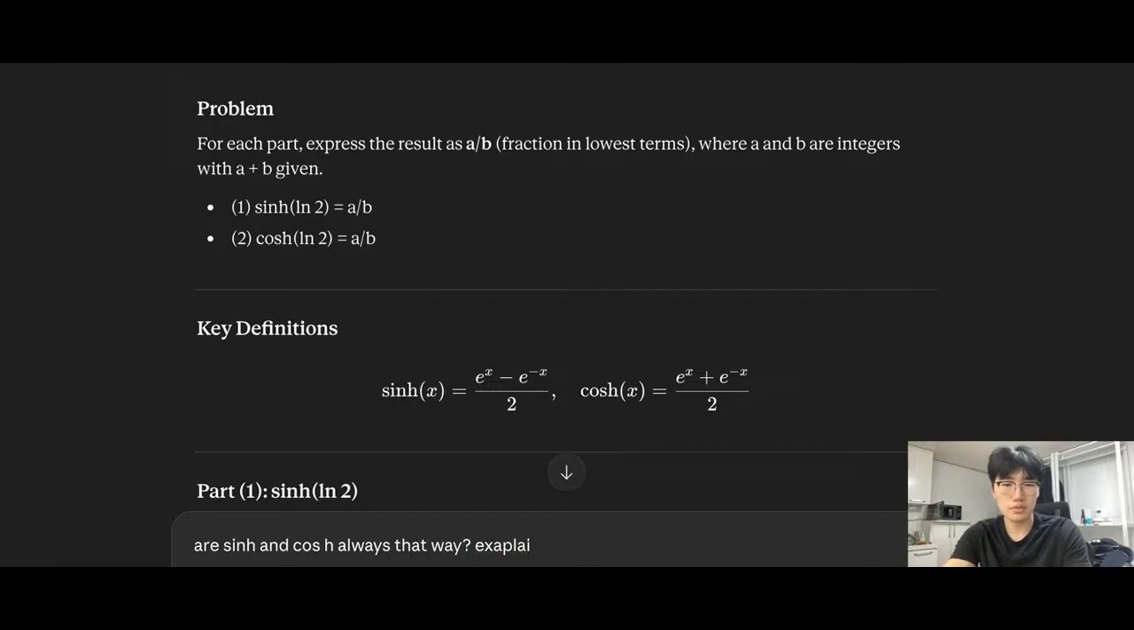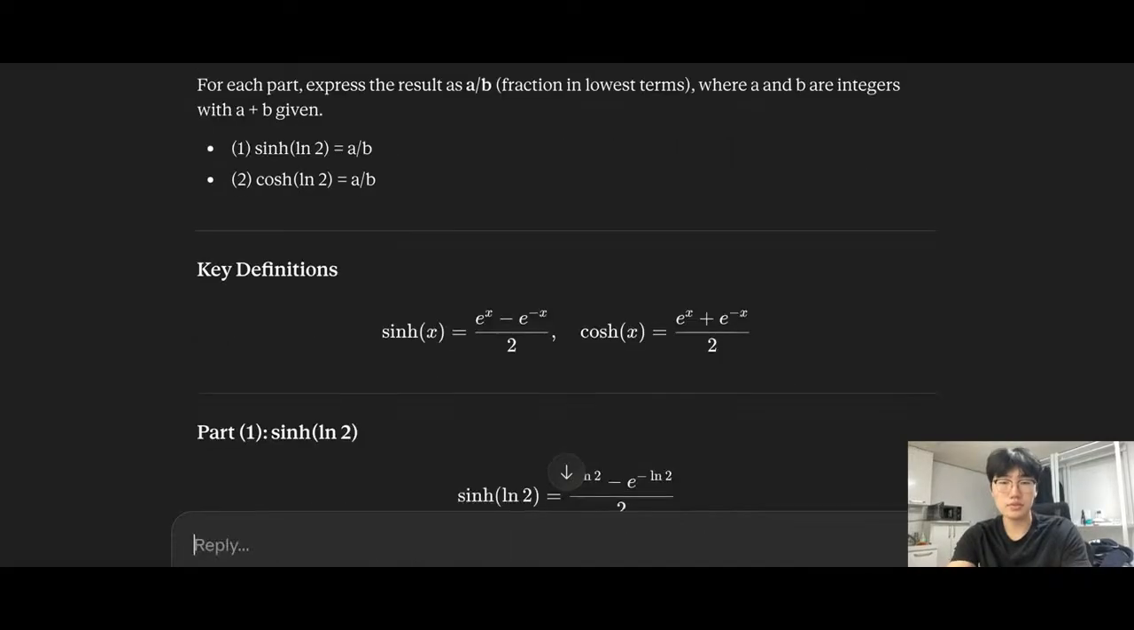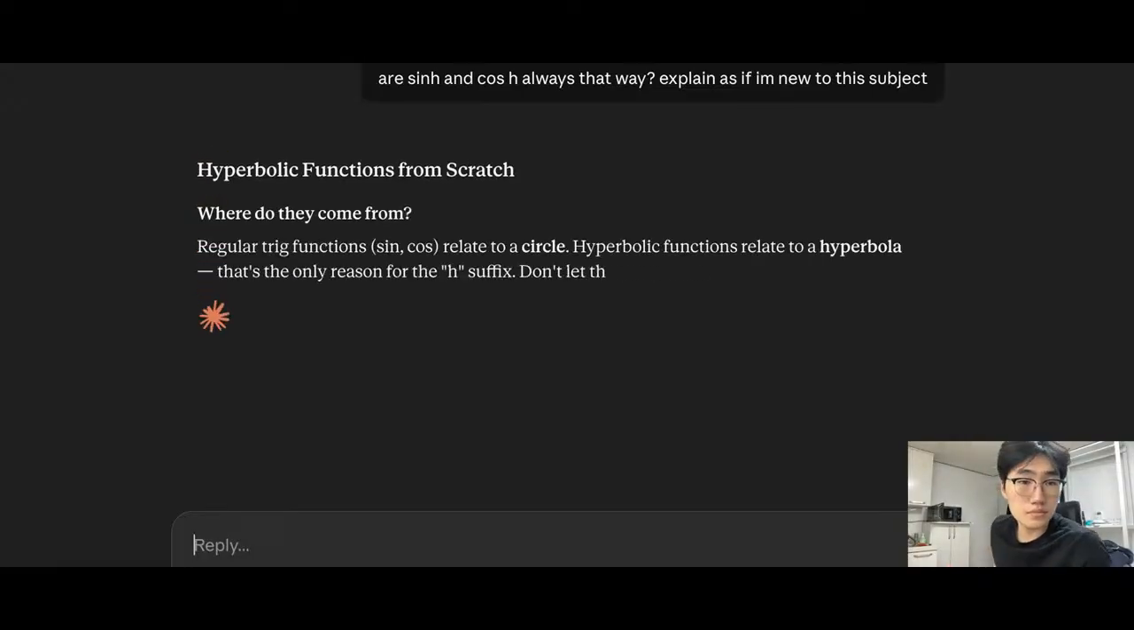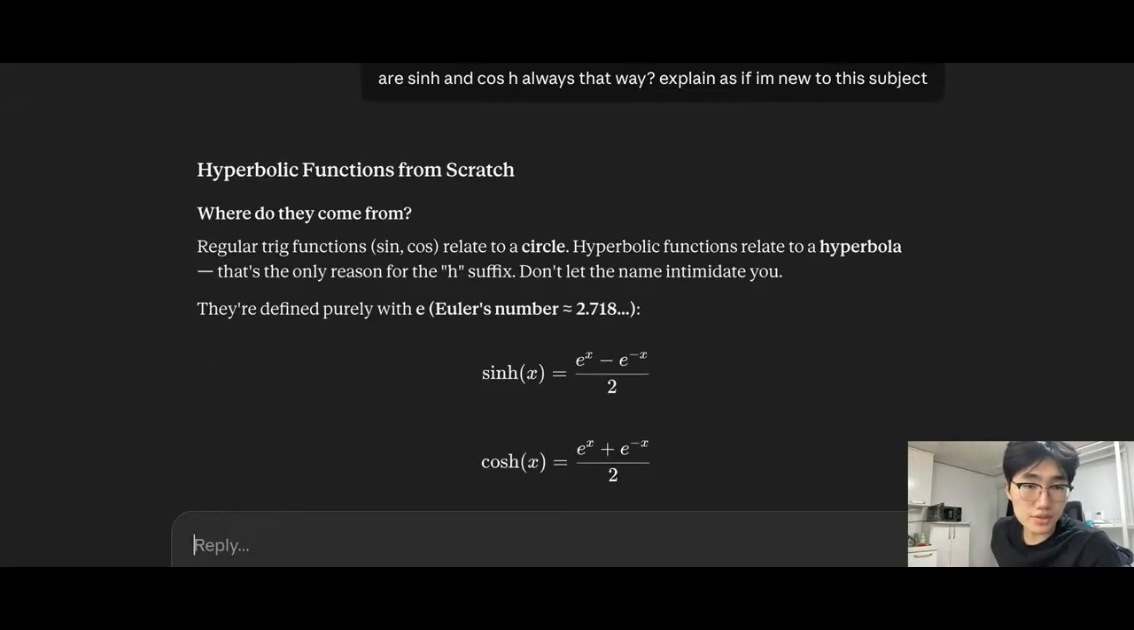Explain. I'm new to this subject. Hyperbolic functions, where do they come from? Regular trigonometry functions, sine and cosine, relate to a circle. Hyperbolic functions relate to a hyperbola. That's the only reason for the h suffix. Don't let the name intimidate you.